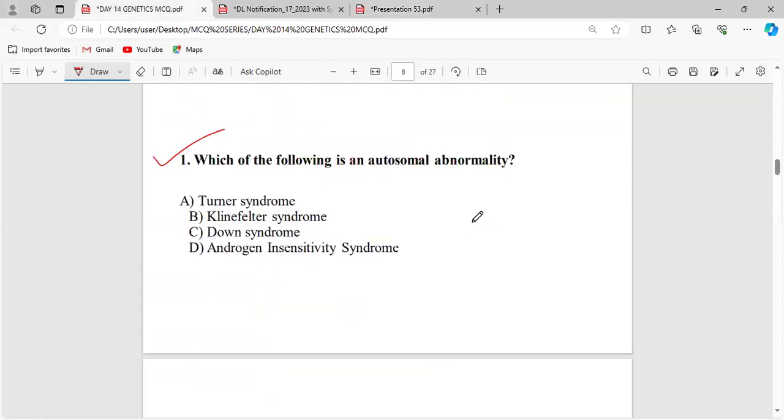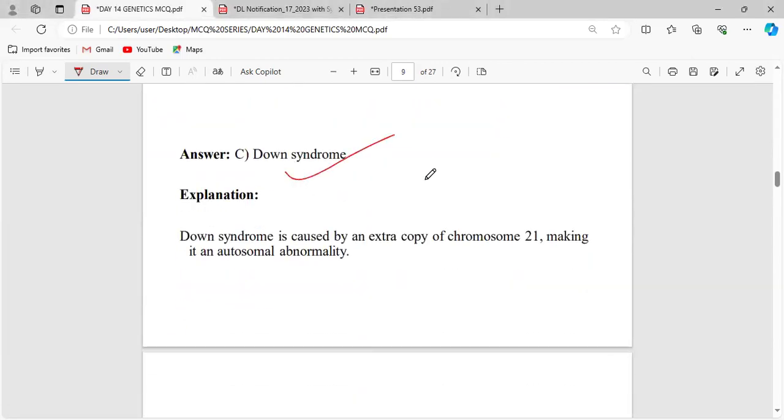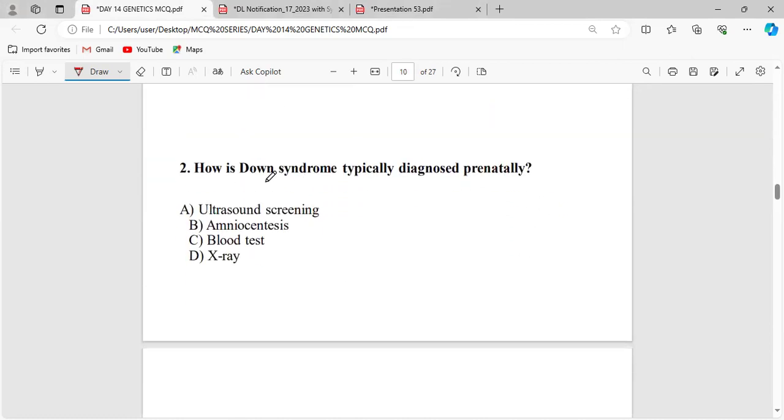Now come back to the question. Now answer this question. I hope everybody has answered. The autosomal abnormality will obviously be Down syndrome, because there will be an extra chromosome in chromosome 21.